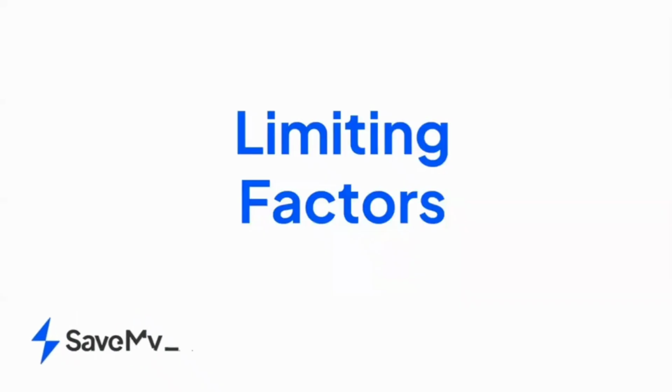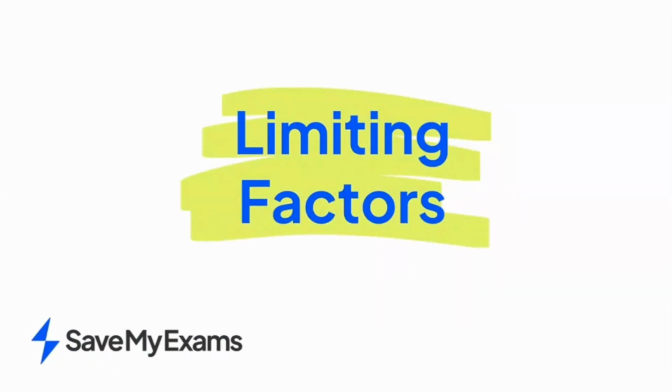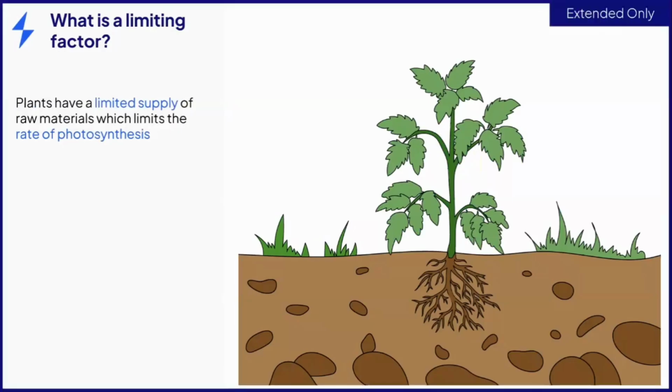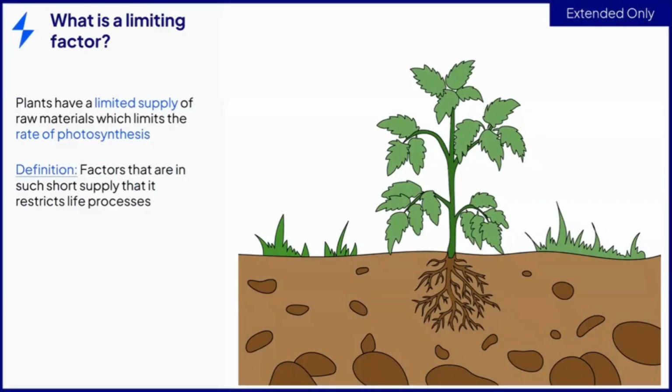This video is on the topic of limiting factors on the rate of photosynthesis. Most plants do not have an unlimited supply of the raw materials needed for photosynthesis. This means that the rate of photosynthesis is limited by whichever factor is in lowest supply at that time. A limiting factor can therefore be defined as a factor present in the environment in such short supply that it restricts life processes, such as photosynthesis.